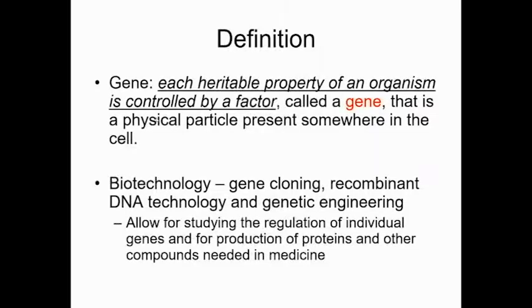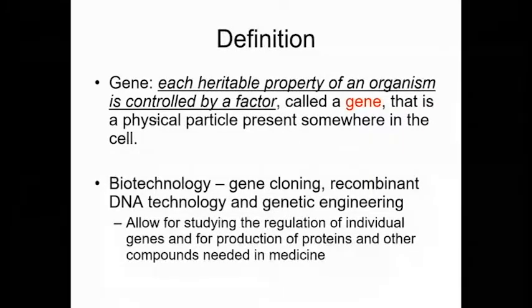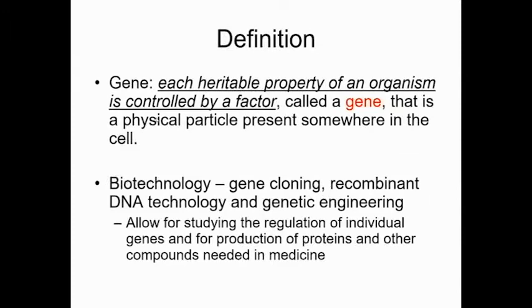We just went through the syllabus. So for this class, first of all, gene cloning project, we have to know what is the gene, all right? So gene: each heritable property of an organism is controlled by a factor called a gene, and that is a physical particle present somewhere in the cell. And the gene basically has a structure: we have the promoter, open reading frame, all right? And that's the open reading frame, that's basically the gene sequence for a gene.